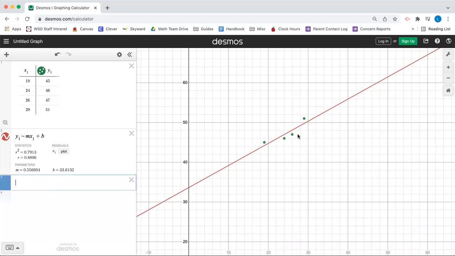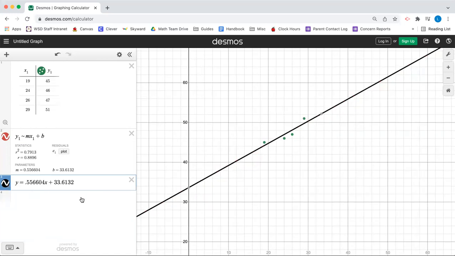And just to prove to you that this line uses the slope and the b value that are present there, if you were to actually type in y is equal to 0.556604x plus 33.6132, as you can see, the lines overlap with each other. Now, they probably don't exactly overlap because I rounded a little bit, but we would look at this and say this is close enough. So that is the purpose of linear regression. It takes data which is not perfectly linear and then spits out the line which best represents that data.